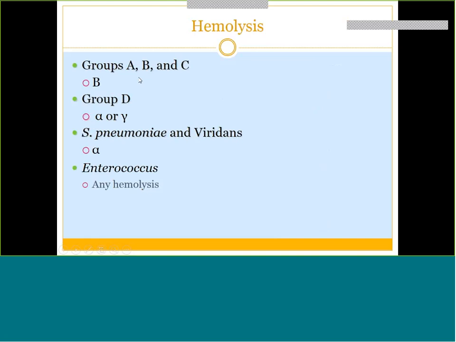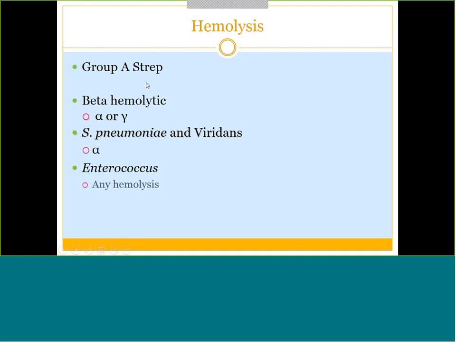So here's how your hemolysis rolls. Again, we'll mention them as we go through each strep. Groups A, B, and C tend to be beta hemolytic. Group D tends to be alpha or gamma. Strep pneumoniae and viridans are definitely alpha hemolytic. And then Enterococcus can actually be any of the three hemolysis types, so that one does vary. But you can see where the rest of the streps really are dependent on their hemolysis patterns.